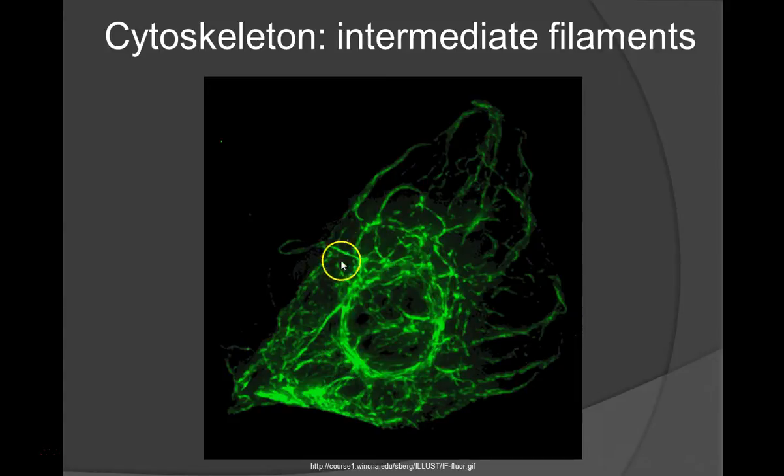These intermediate filaments are really mostly there to give structure and support to the cell, so that if something presses down on this cell, there's a little bit of structure there to resist it just being totally squished. That's what intermediate filaments are: they really give structure and support to the cell.